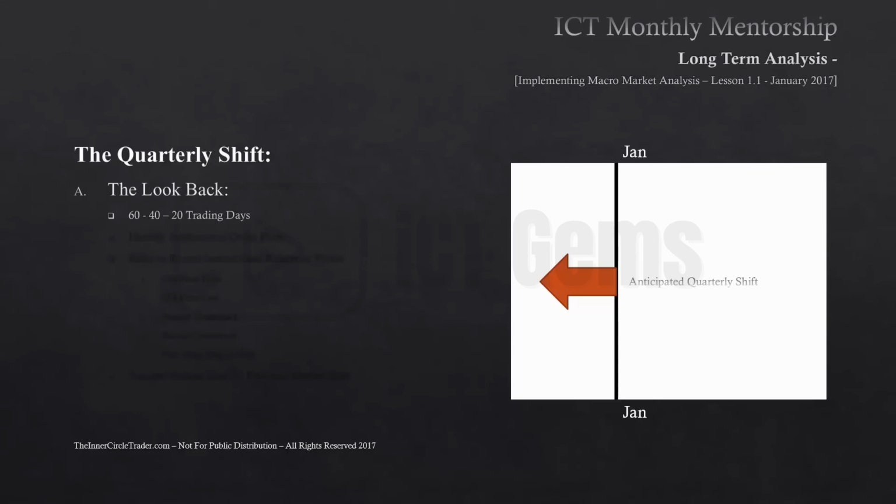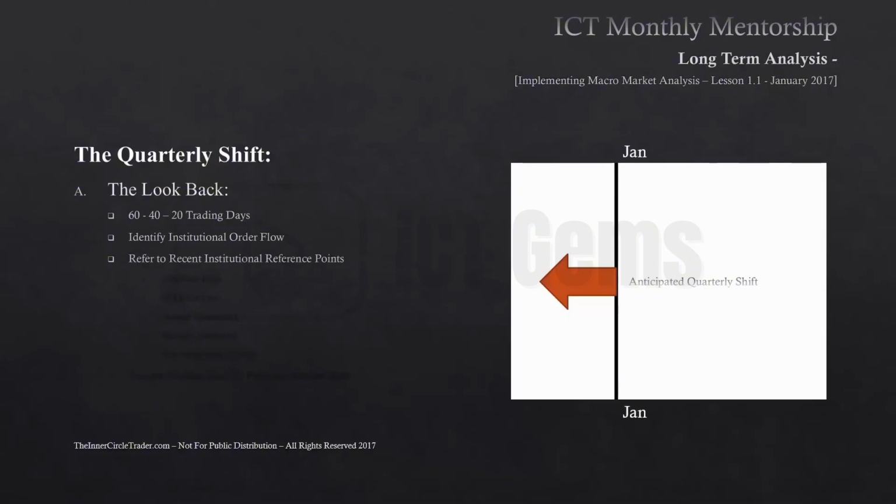And you're going to delineate what 60 days to the left of that is, what 40 days to the left of that is, and what 20 days. And they're all trading days, not calendar days. And in those ranges, you're going to identify institutional order flow. What was the market doing 60 days ago to now, or to the vertical line of that most recent month that's delineated on your chart?